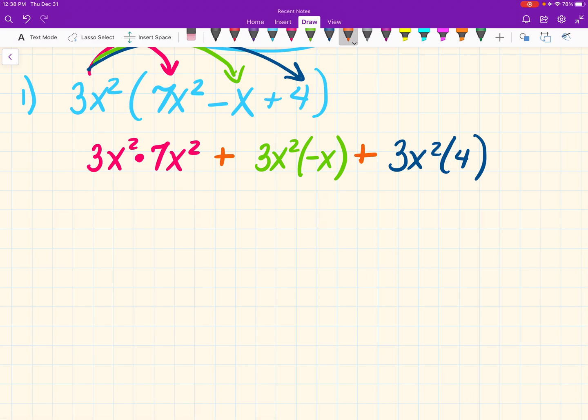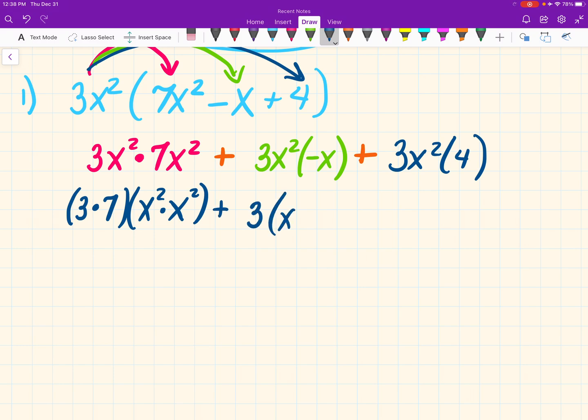Now, again, I'm writing out every single thought process as I go. So then what I'm doing is I'm going to do 3 times 7 and x squared times x squared. So I'm regrouping. I'm using the associative property of multiplication, which says you can regroup without changing the value. I'm going to go 3 and then x squared times negative x. And then I'm going to go 3 times 4 times x squared. Now this should look similar to the first section of this unit.